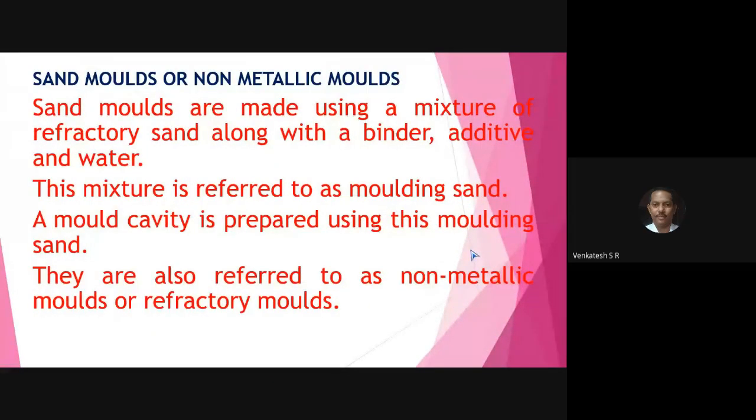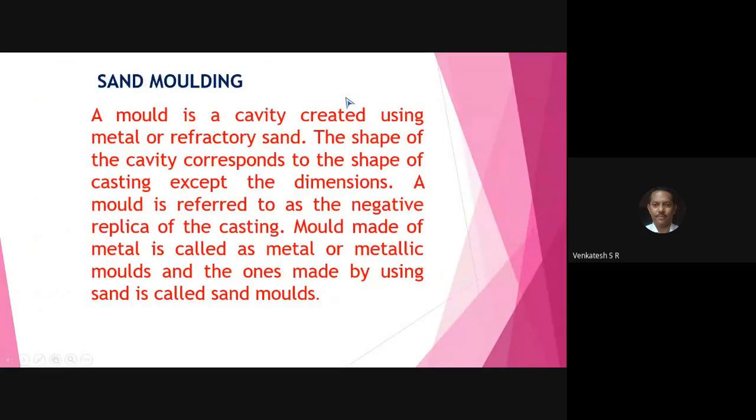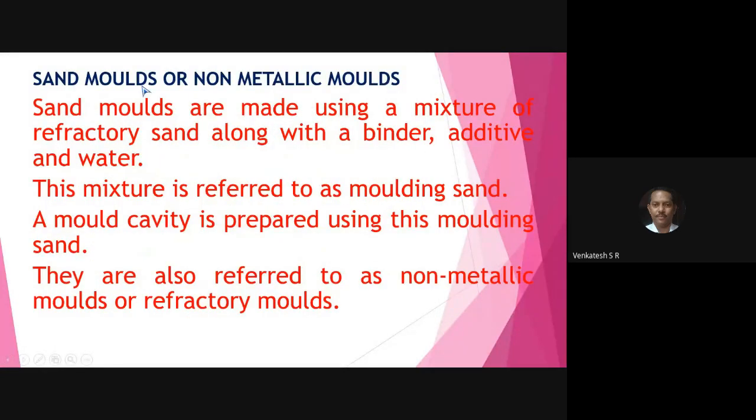See, the sand molds are prepared from green sand or dry sand or a special type of sand. For that, they add additives and binders. And non-metallic molds are made from brick material, that's called refractory material. So there are two types of molds. One is sand mold, the other one is non-metallic molds. Before that, all of you write down the title, sand molding. After that, write down sand molds or non-metallic molds.